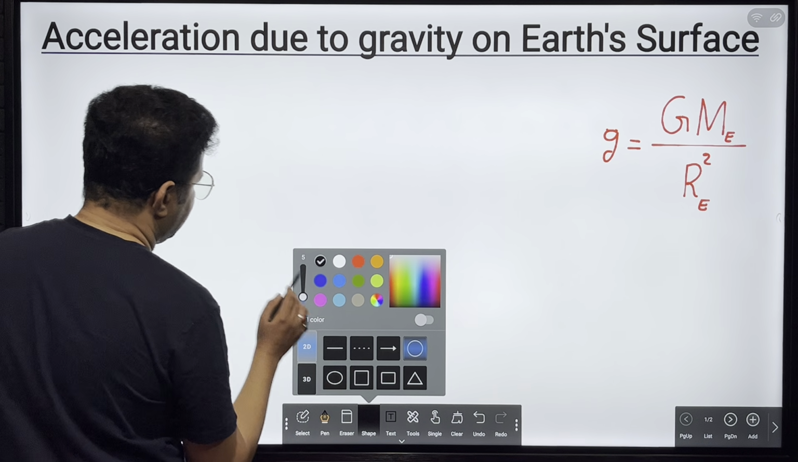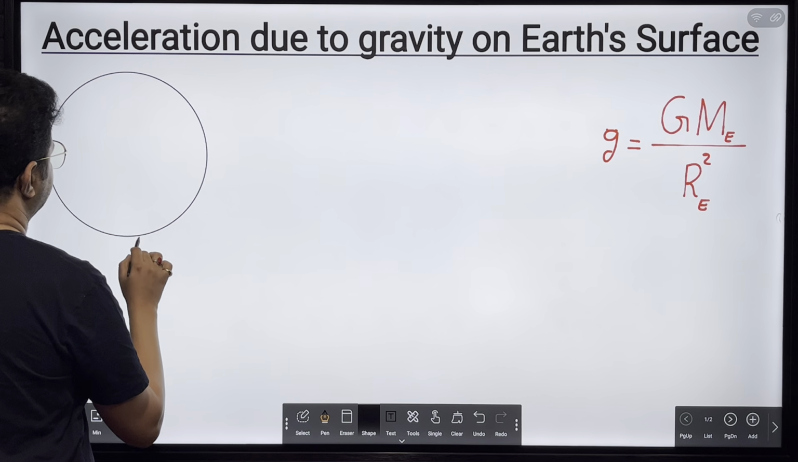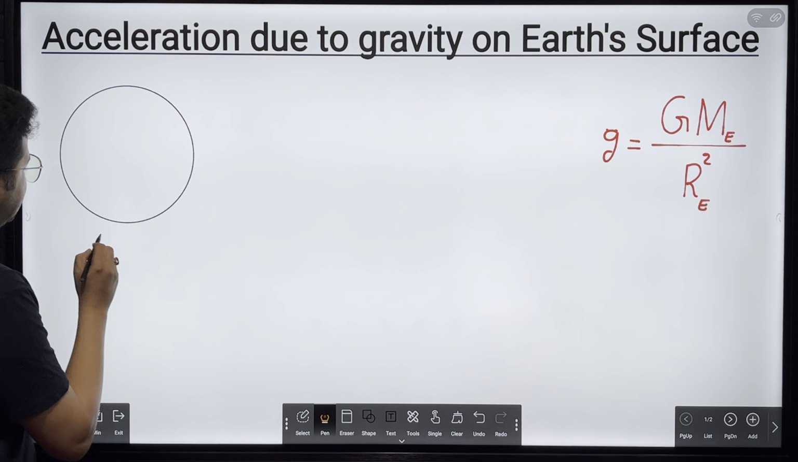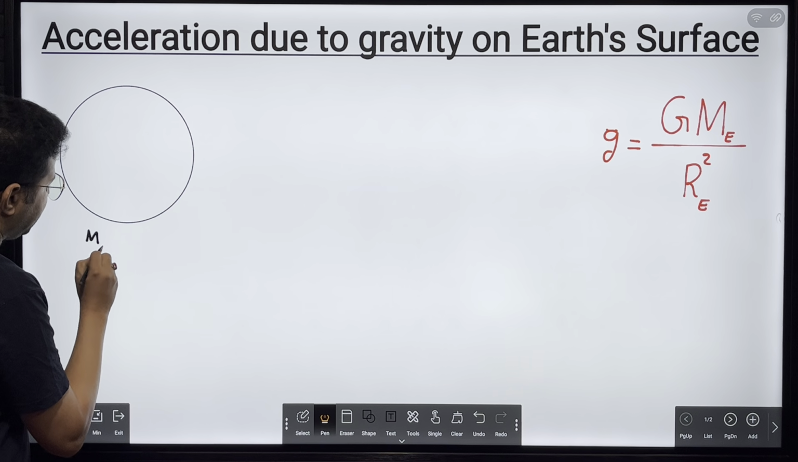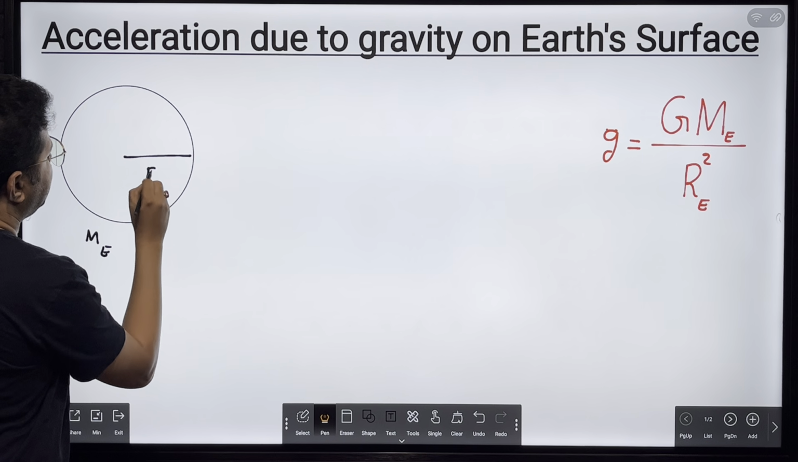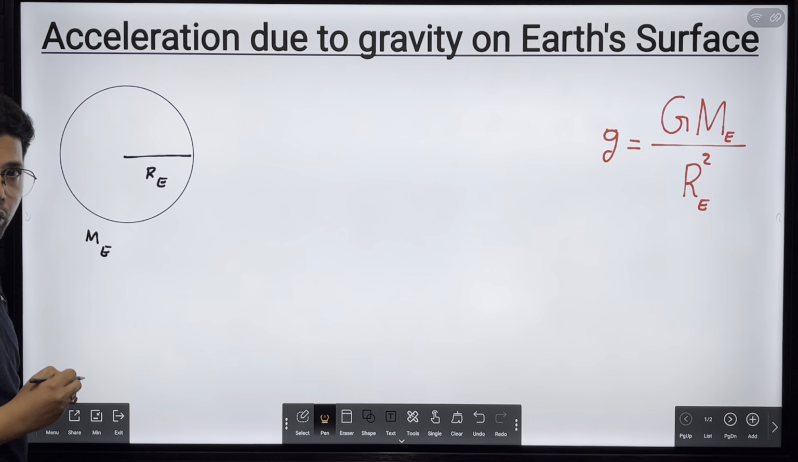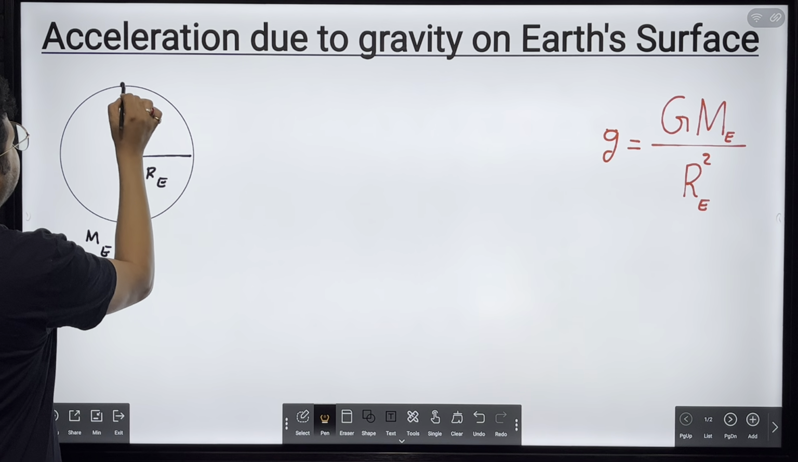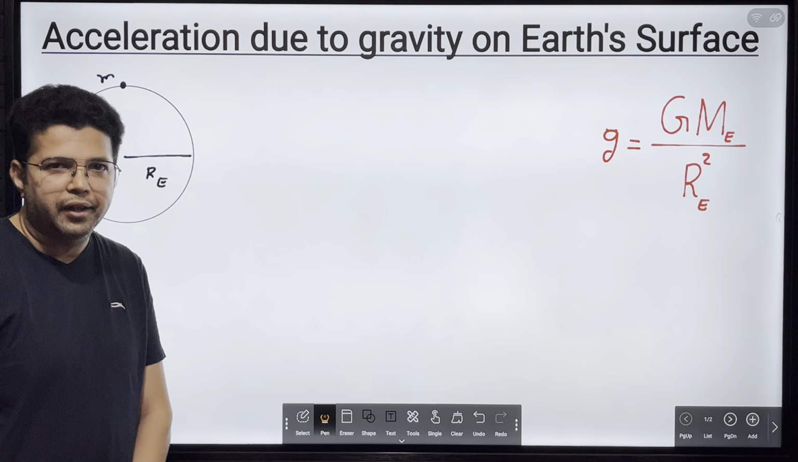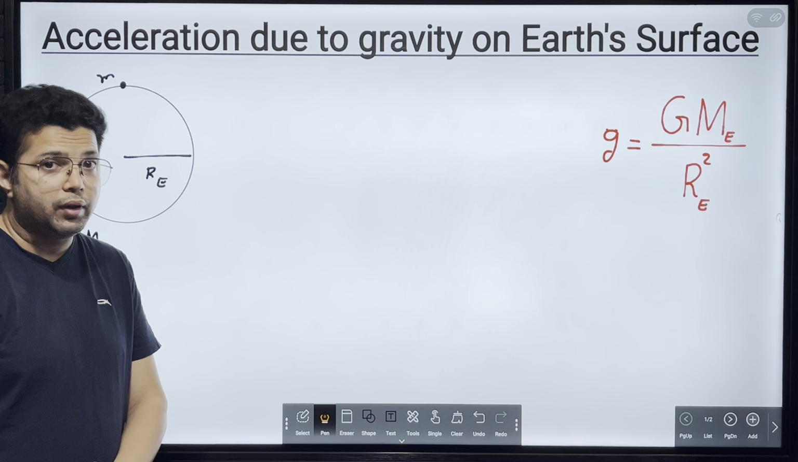I consider, say, this is earth. Say mass of the earth is Me, which stands for mass of earth. Radius of earth, let it be Re. Now what we have done, we have considered a mass small letter m on the surface of earth.